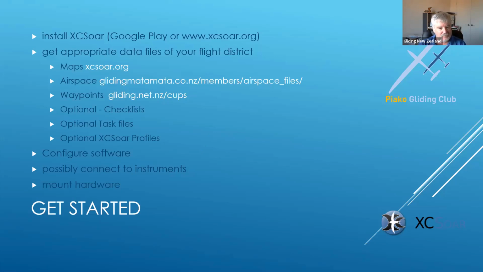Waypoints. The waypoints have actually changed. All the number waypoints are gone, and they're now shown by 4-letter codes, which is probably quite good when you get used to it. And they're all collected together under the GNZ's website under gliding.net.nz. And then you find usually the Matamata waypoints.